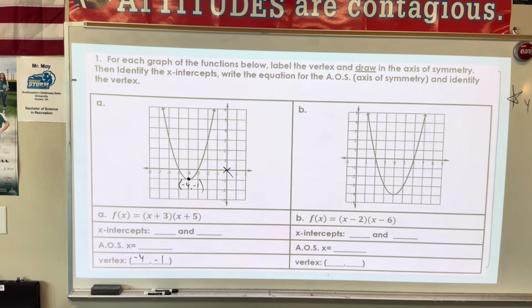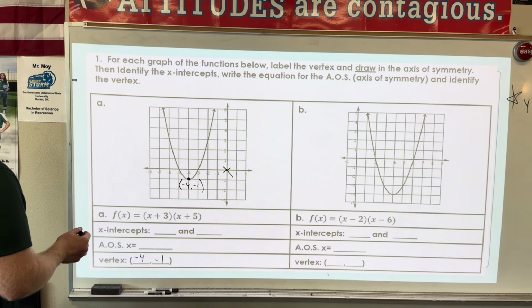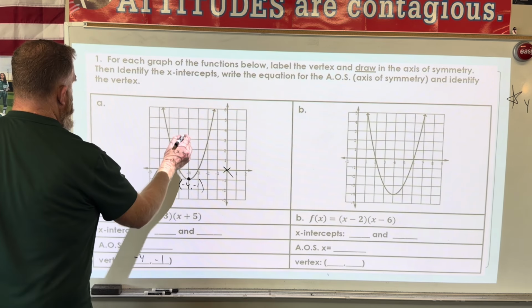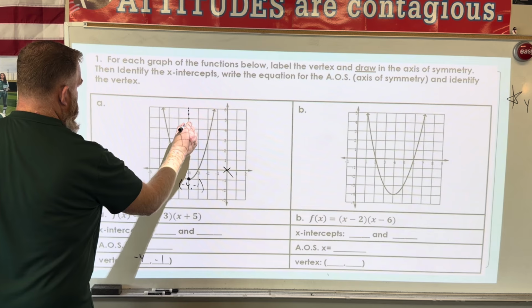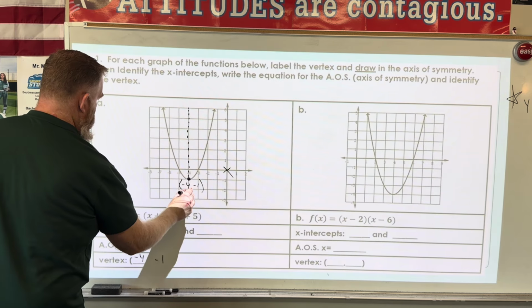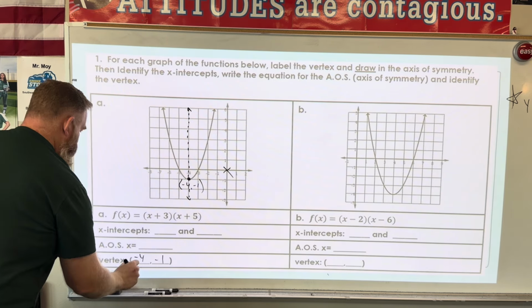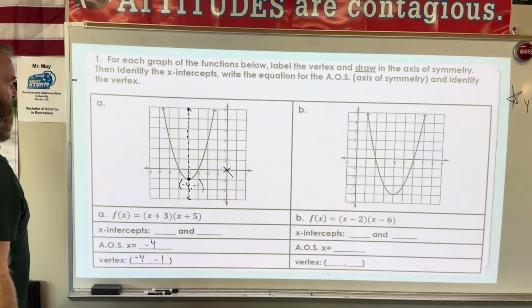So what's my axis of symmetry going to be? Not -4. X equals -4. Please remember that. X equals -4. So there it is. X equals -4. That's my axis of symmetry.